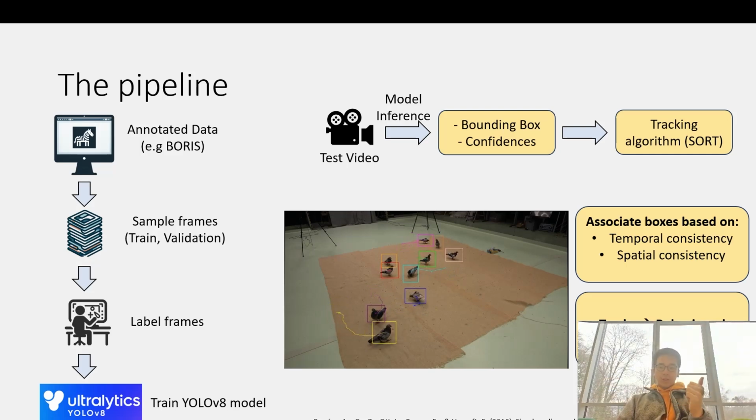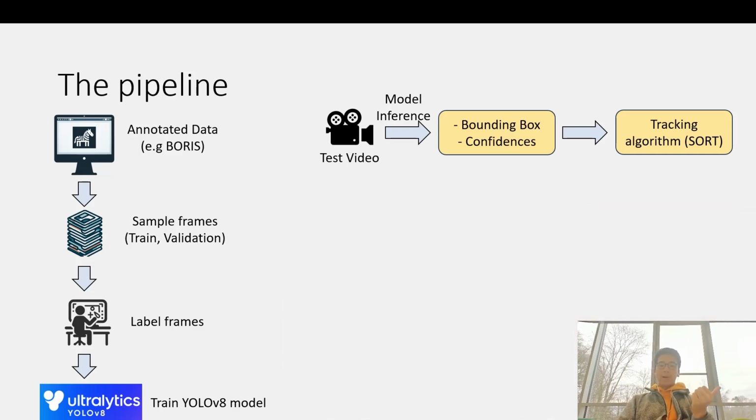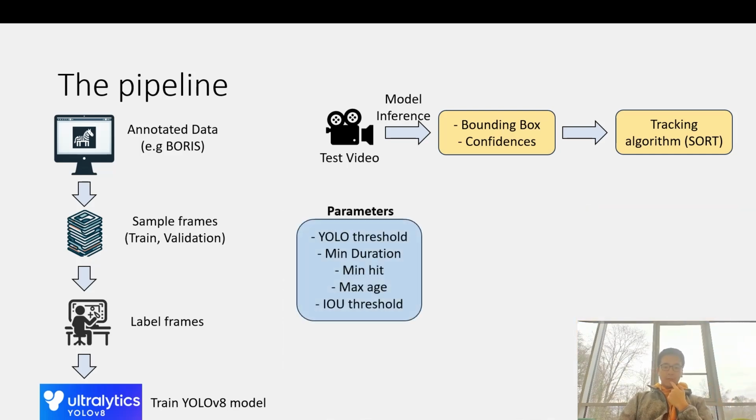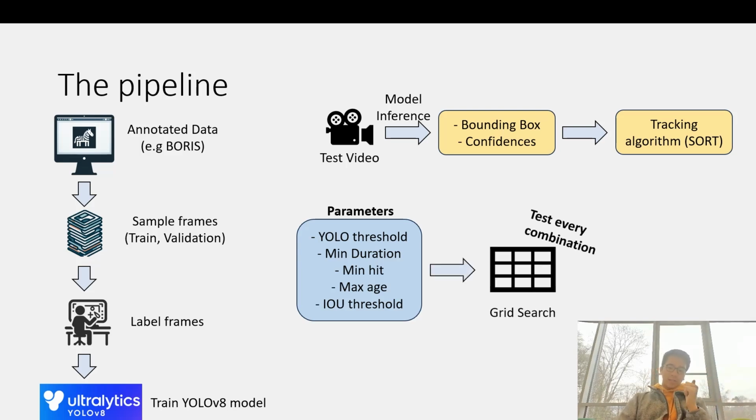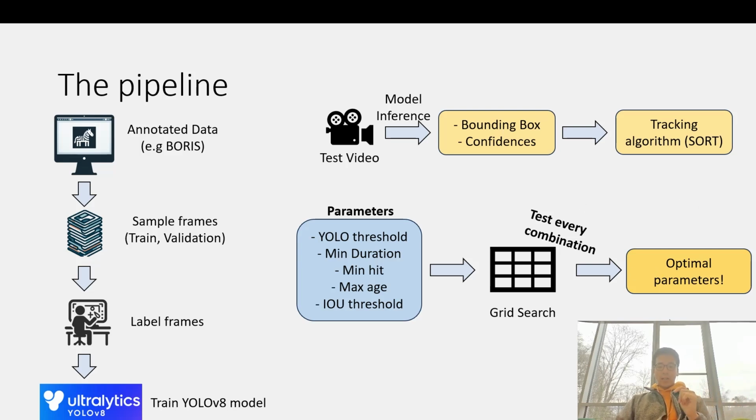However, the thing about the tracking algorithm is that there are a lot of hyperparameters. These are just some examples. There's the YOLO threshold and then different time duration thresholds for the tracking algorithm to figure out which one to associate with. To solve this, I had to run a grid search algorithm, which is basically a brute force approach of testing every combination and then choosing the best one. And after that, you have the full pipeline where you can take these optimal parameters and apply them to new videos.